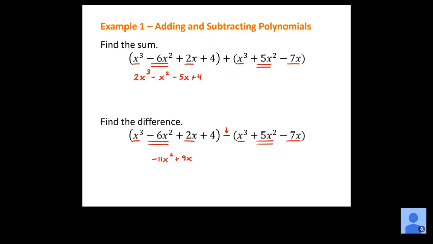And then we still have our plus 4 here, nothing to combine that with, so it actually just stays plus 4 again. Again, always look to make sure you have nothing else that'll simplify. There are no like terms remaining in this polynomial, so negative 11x squared plus 9x plus 4 is our final answer.